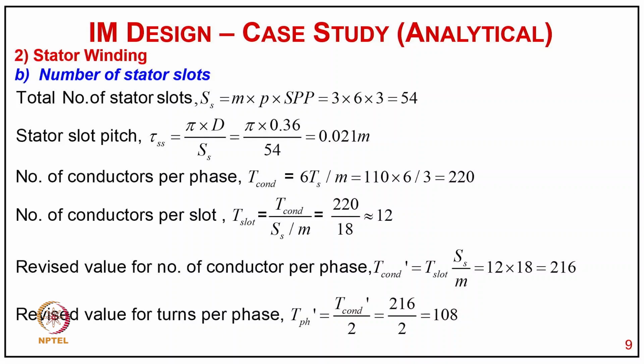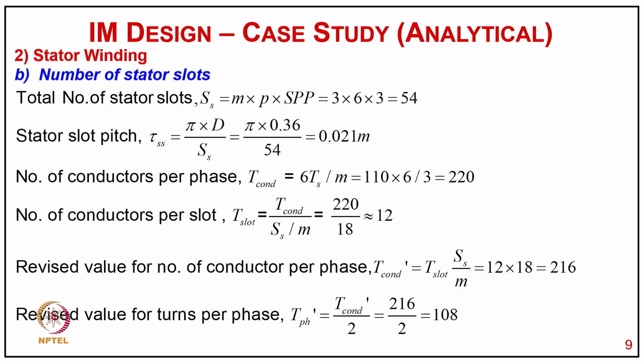So now coming to number of conductors per phase, T conductor will be 6 TS upon M. Keeping this value, we already got the number of turns, because we are converting into conductors and then going by M, the number of phases, so it comes to 220. And then the number of conductors per slot, T slot equals T conductor divided by SS upon M, comes typically around 12 conductors per slot. That gives the idea of the winding design in the slot.